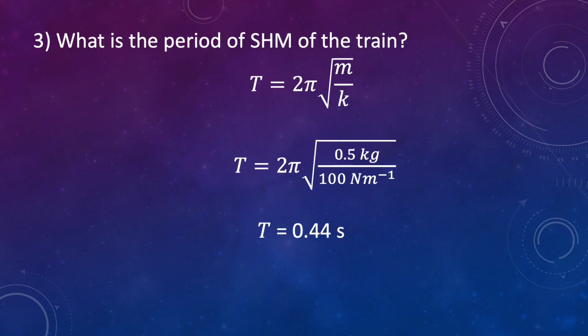The final part of the question is, what is the period of simple harmonic motion of the train? So now we know for a spring system, the time period is given by T equals 2 pi times the square root of m divided by the spring constant. So now we can substitute the given values. The mass of the train is 500 grams, which is 0.5 kilograms, and the spring constant was given as 100 newtons per meter. So once we calculate this, we will get a time period of 0.44 seconds.